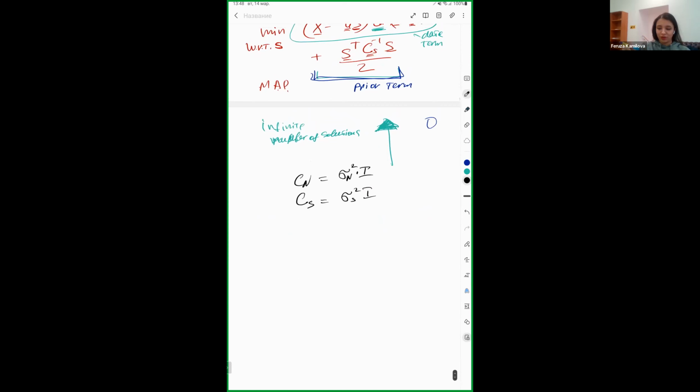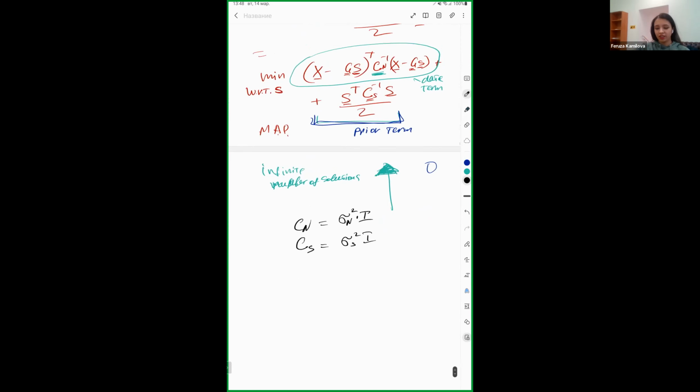Yes, I wanted to confirm that this prior is the situation where all sources are active with the same magnitude, and independent of each other. This is called a prior. Well, anything is a prior.